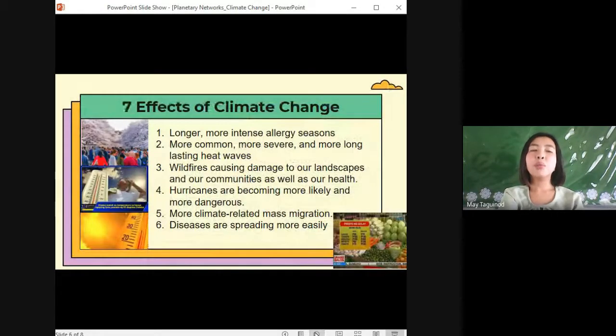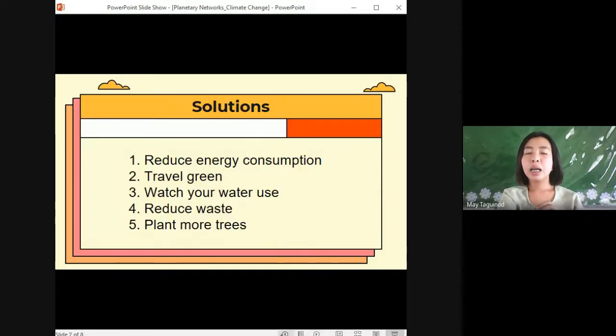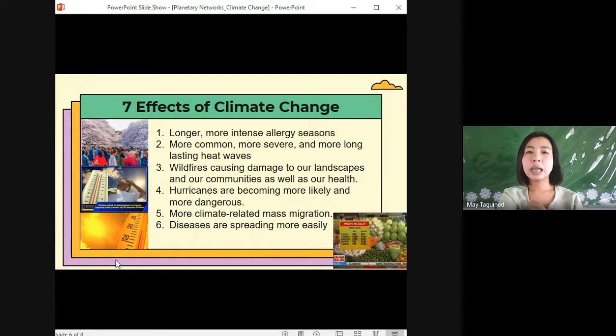Okay, so we have six effects of climate change. You're already seeing them. Climate change isn't something that's happening in 10 or 20 years. It's happening now. So here are the six effects of climate change you've already seen. Number one, the longer, more intense allergy seasons.